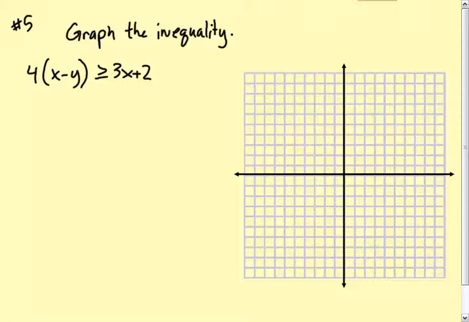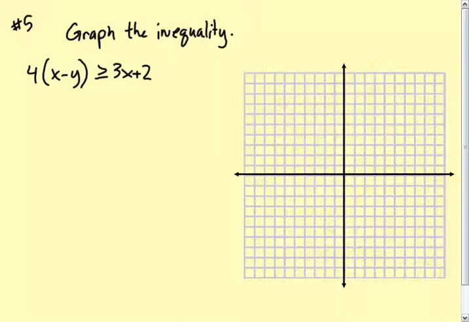William, let me ask you this. This goes back to the first thing that we did today. It says graph the inequality 4 times x minus y is greater than or equal to 3x plus 2. Now, William, how many variables show up in this inequality? How many different variables? 2. So that means I'm going to have a linear inequality, right?